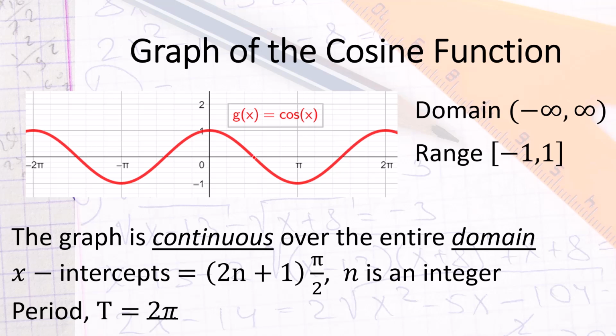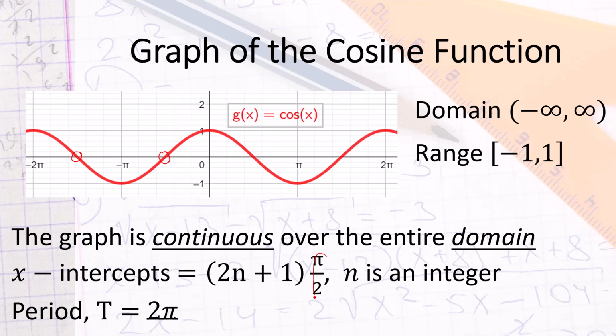When it gets to pi over 2, theta is pointing up the y-axis, we have 0, -1, 0, and back to 1. Its domain here is also the real line. Its range is also between -1 and 1. It is continuous over the entire domain. However, its x-intercepts are at odd multiples of pi over 2. And that's pretty much what I'm trying to say here.